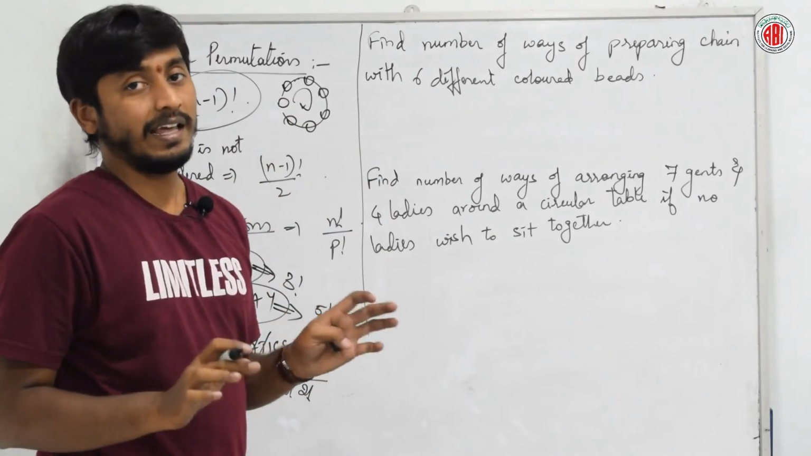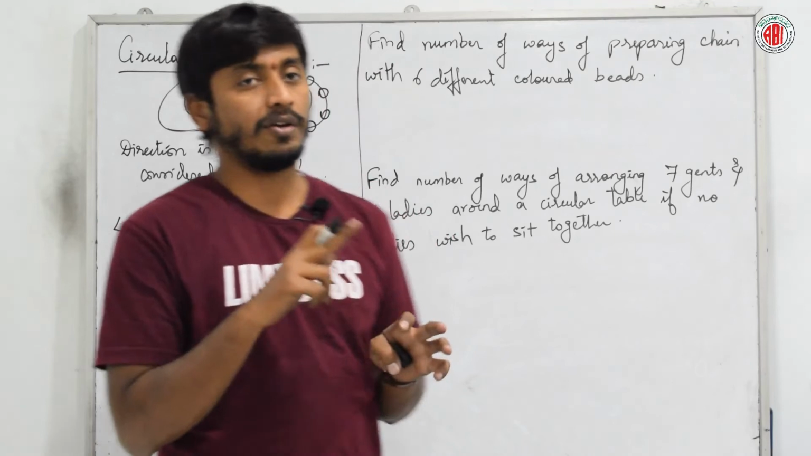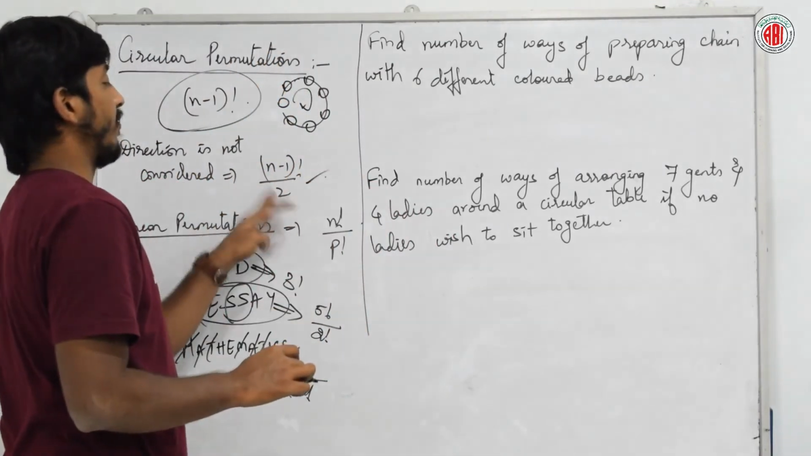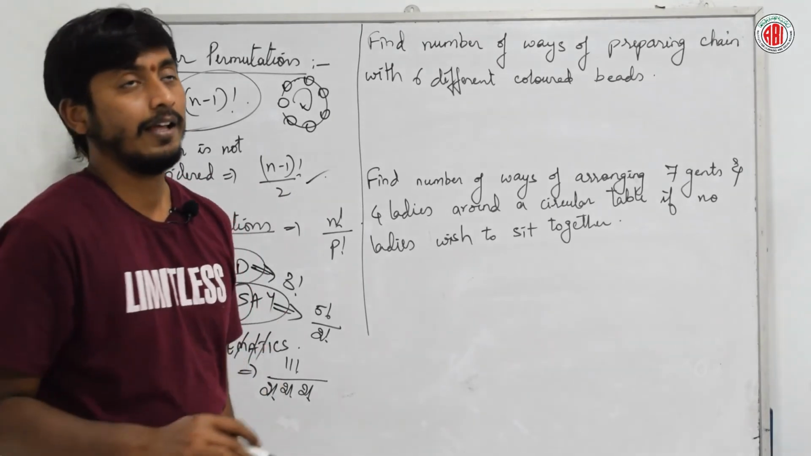What if the direction is not at all considered? We can come either from this side or from the anti-clockwise. So we can write the permutation as n minus 1 factorial by 2. Clear? Did you understand? Fine.